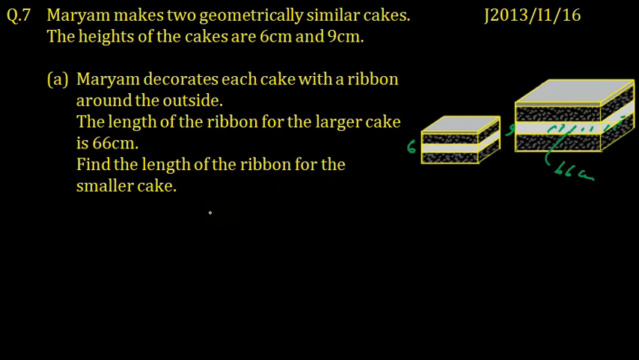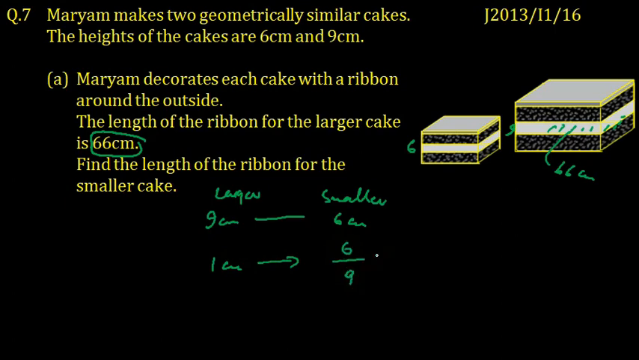So 9 centimeters is the larger cake height and the smaller height is 6 centimeters. The 66 centimeters is the length of the ribbon applied to the larger cake. So what will be the length of the ribbon applied to the smaller cake? It can be written as 1 centimeter. If the larger is 1 centimeter, the smaller will be 6 upon 9 centimeter.